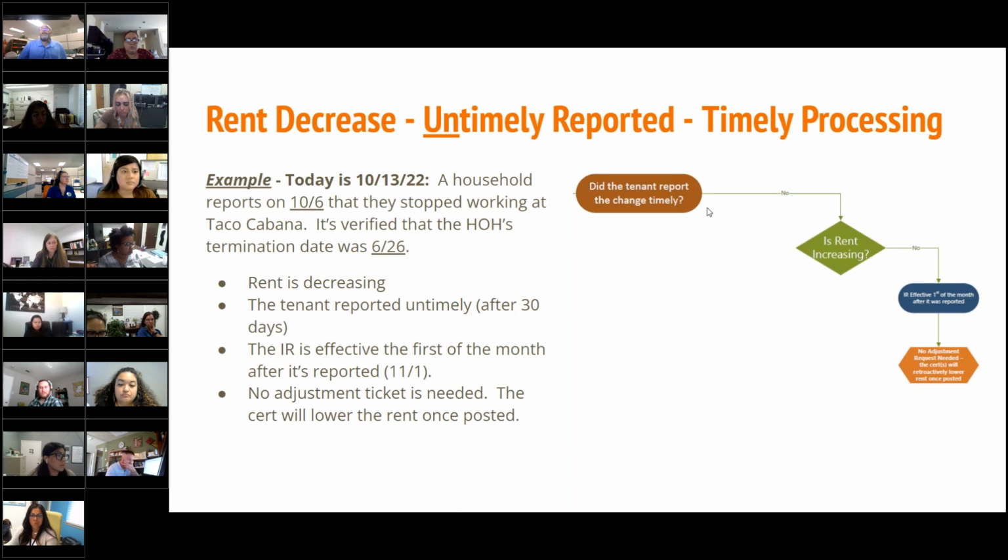Here again, did the tenant report timely? They did not. Is it increasing? No. It's effective the first of the month after it was reported.